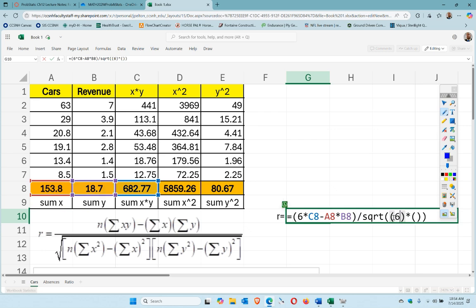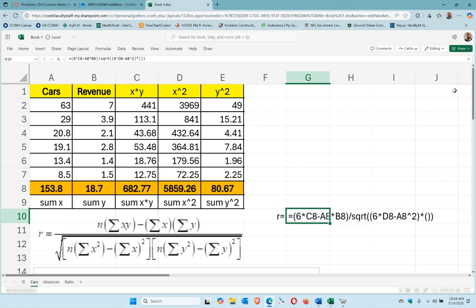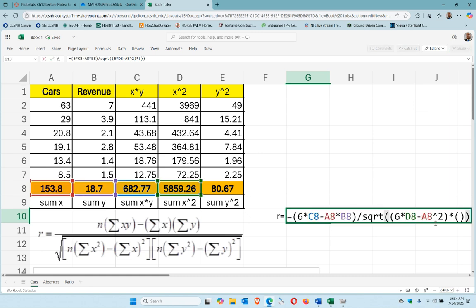So n again is 6 times x squared minus, this is where people mess up, because this is not x squared, this is x to the second. So I have to click on the x and add the second power. Because x squared and x to the second would mean two different things, order of operations, right? Because here you're adding up the x, then you're squaring. Here you're adding up the squares.